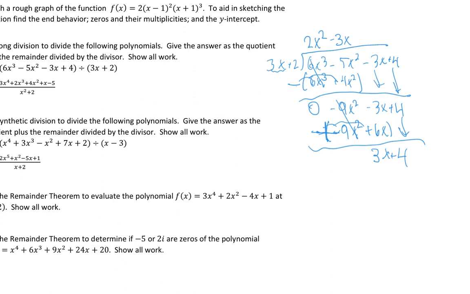So finally, what do I need to multiply 3x by to get to 3x? Well, they're the same thing, so we'll just do 1. So we're going to subtract, and anything times 1 is just itself. 4, these cancel. 4 minus 2 is 2.